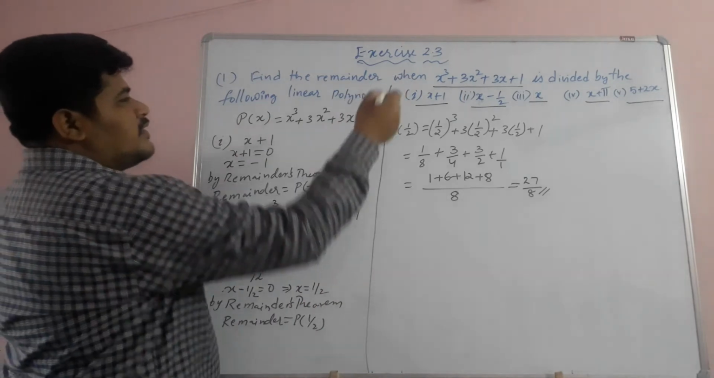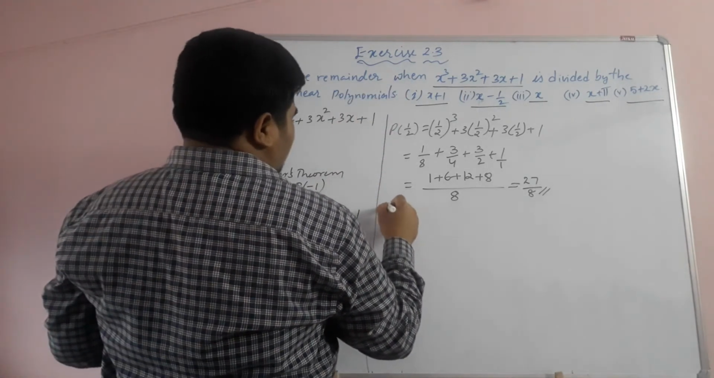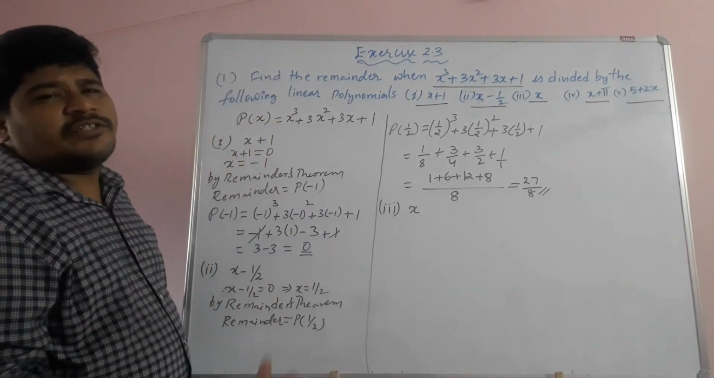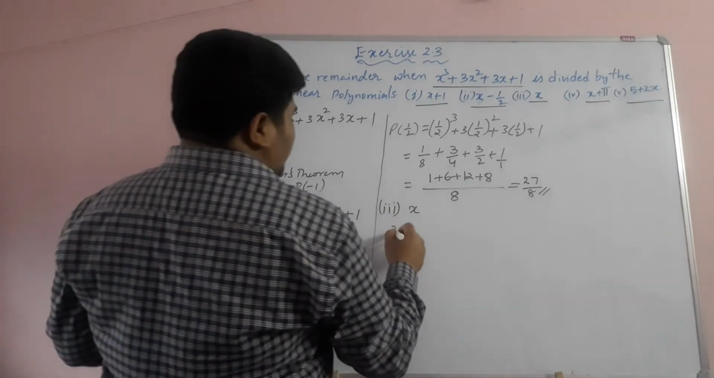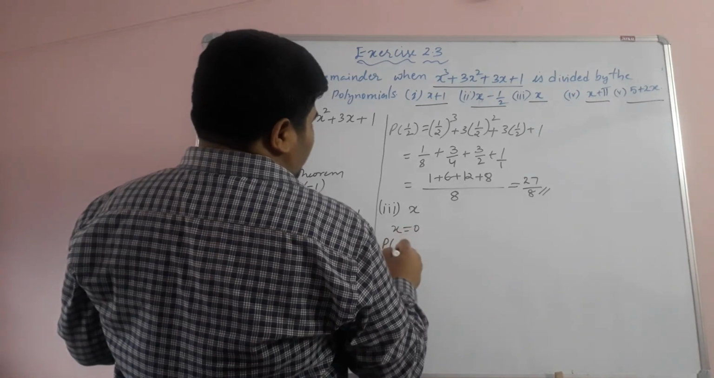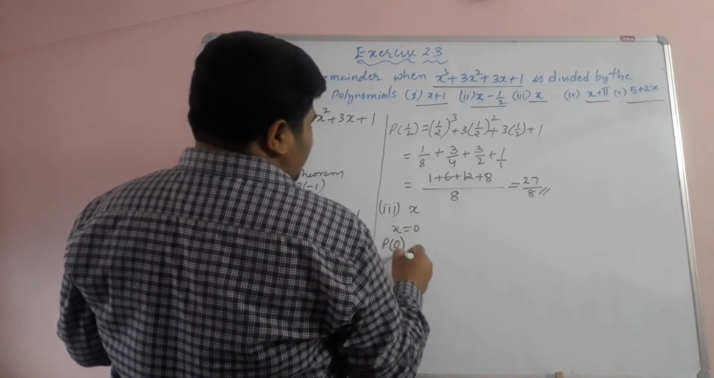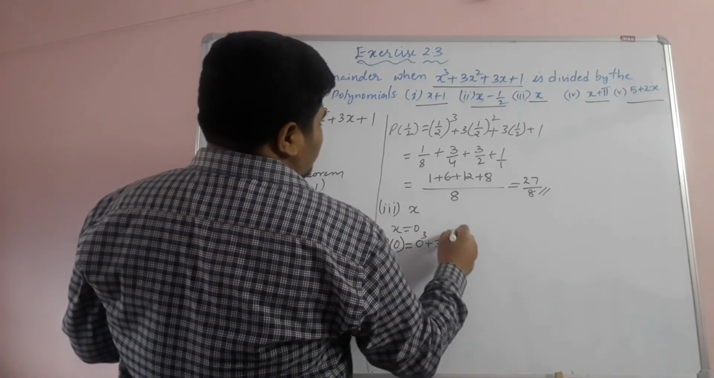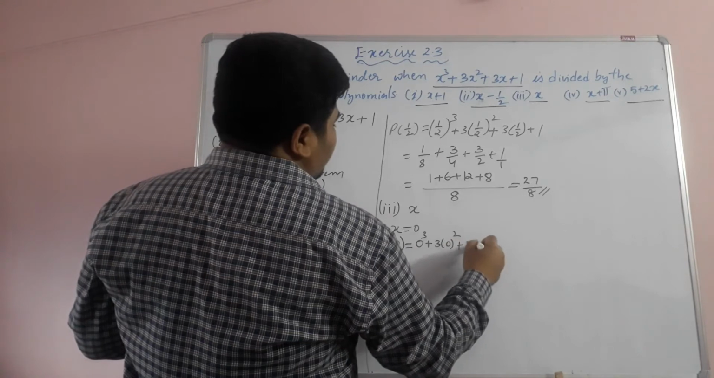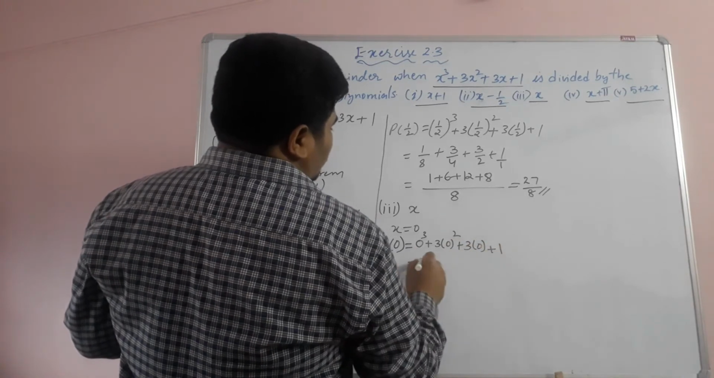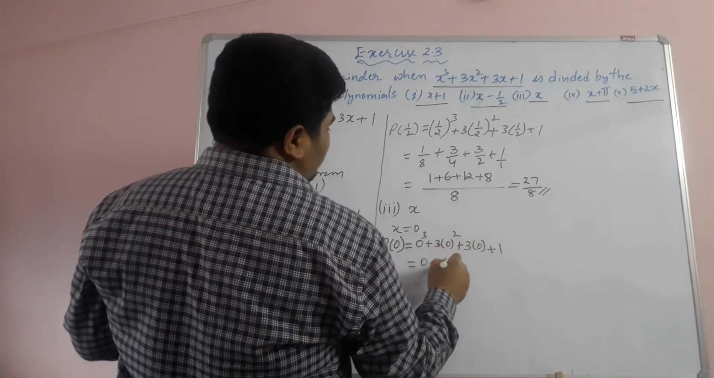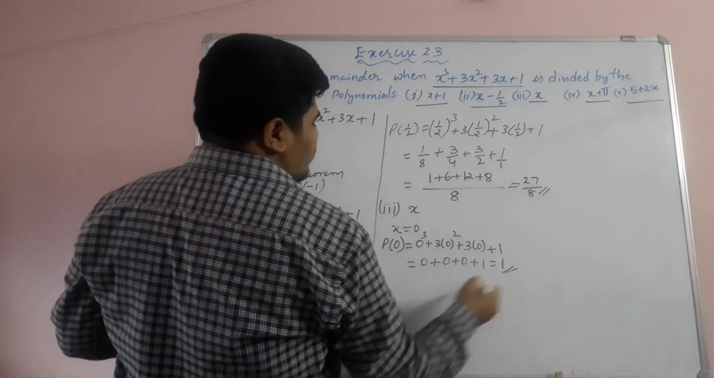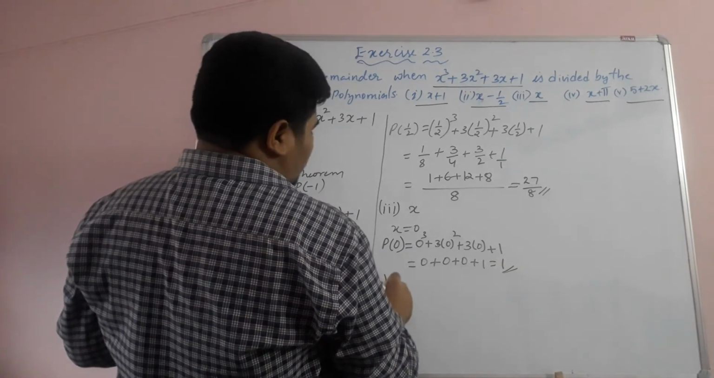Okay, now let's see the third bit. The third problem in the first bit. So they simply gave x. So just take x is equal to 0. So by the remainder theorem, the remainder is p of 0, that is equal to 0 cube plus 3 into 0 square plus 3 into 0 plus 1. So 0 plus 3 into 0 is 0, 3 into 0 is 0, plus 1. So finally, what is the remainder? 1. Okay.